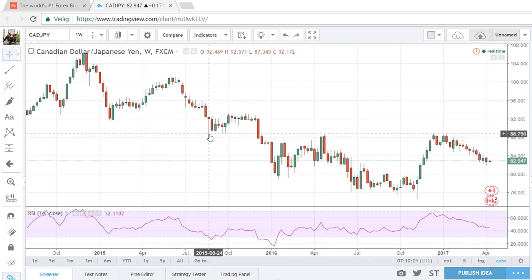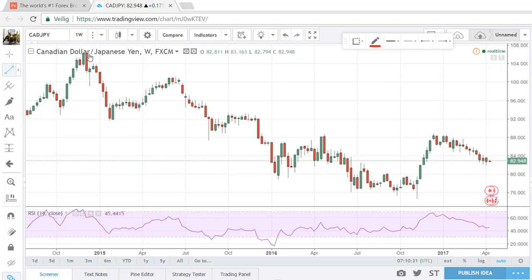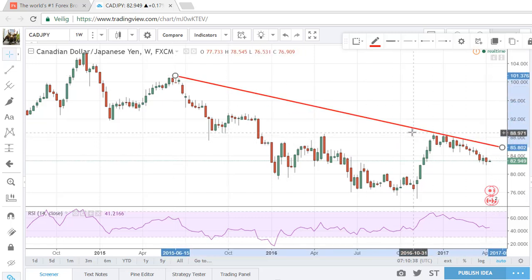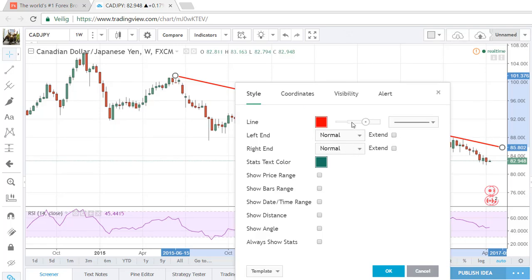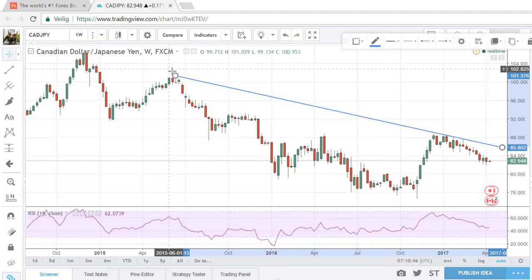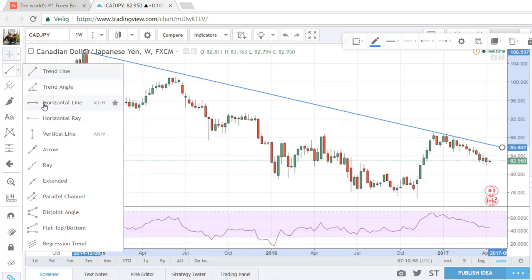I always start on the bigger time frame. That's what we're looking at right now. This is the weekly on the Canadian dollar, Japanese yen. Something that's quite obvious right from the beginning is that we are, as it looks, in a downward trend. When we point it out like this, we're in a downward trend. In the last couple of weeks, price seemed to have moved to the upside.